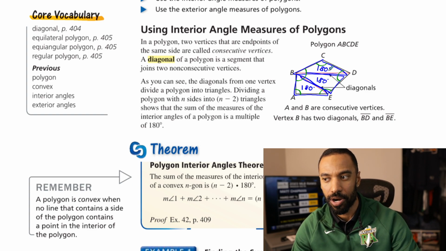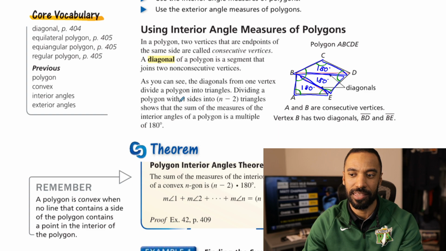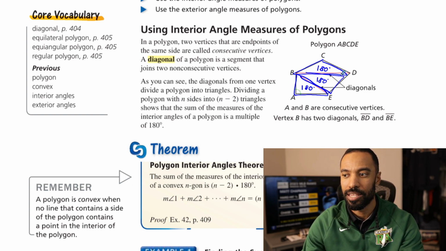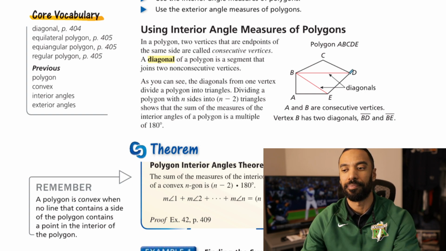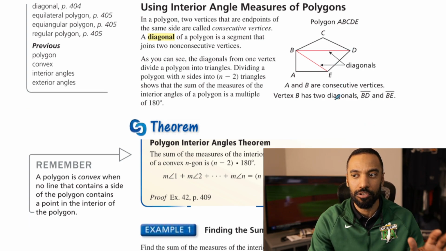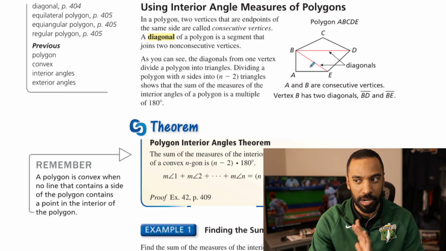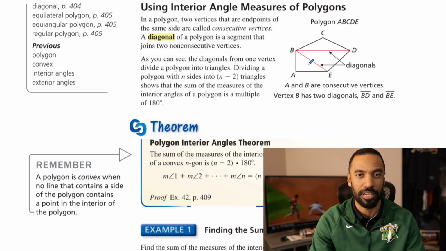Now, how many triangles are there? There are always 2 less triangles than there are sides. That's why they said dividing a polygon with n sides into n minus 2 triangles. This is a 5-sided shape, and there are 3 triangles inside of here. There always will be when you draw them in this format. So there's a formula we can make out of that. I can find the interior angle sum of a polygon based on the concept of the number of triangles. You don't have to think about it that way, but the formula does that thinking for you.